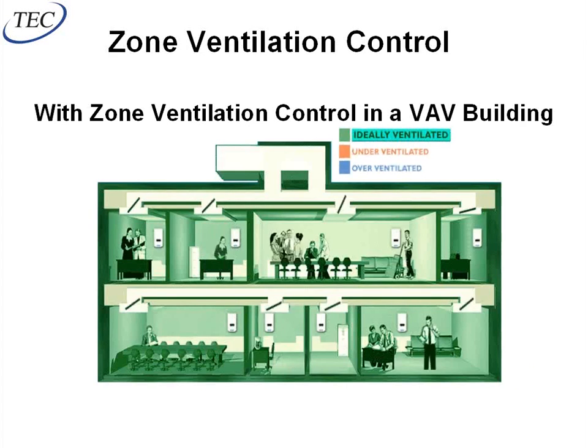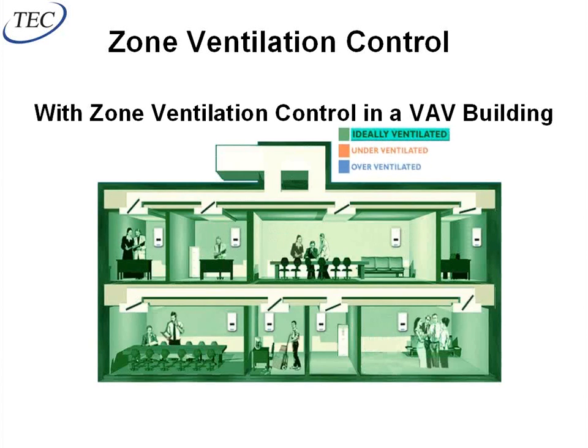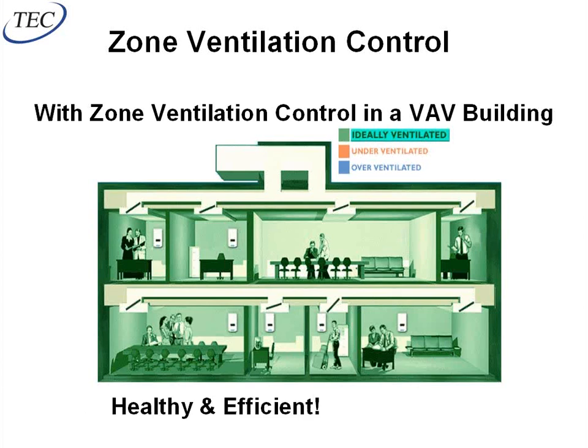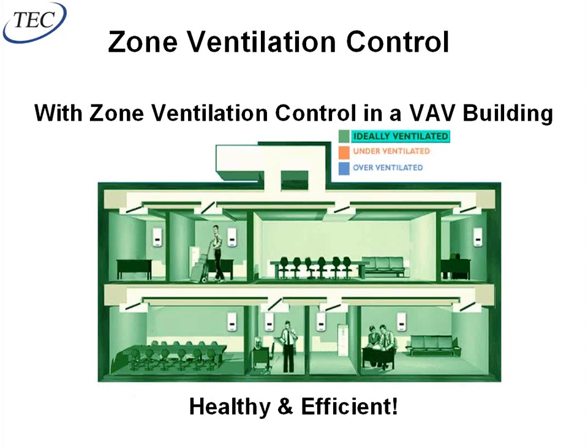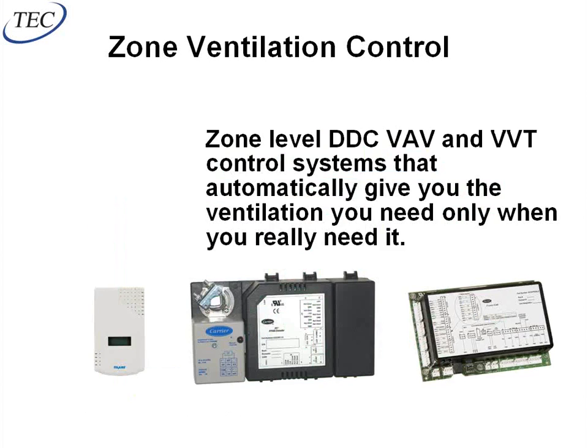On a zoning job, instead of having the red underventilated and the blue overventilated, if I'm measuring CO2 in each space and modulating my damper accordingly, everything turns green in this case because it's perfectly ventilated, also because it's my slide.